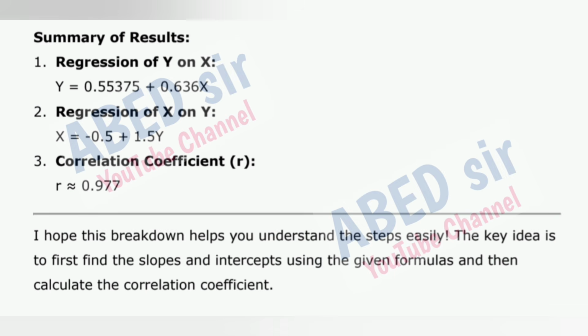Summary of results. Regression of y on x: y is equal to 0.55375 plus 0.636x. Regression of x on y: x is equal to minus 0.5 plus 1.5y. Correlation coefficient r is 0.977. I hope this breakdown helps you understand the steps easily. The key idea is to first find the slopes and intercepts using the given formulas.